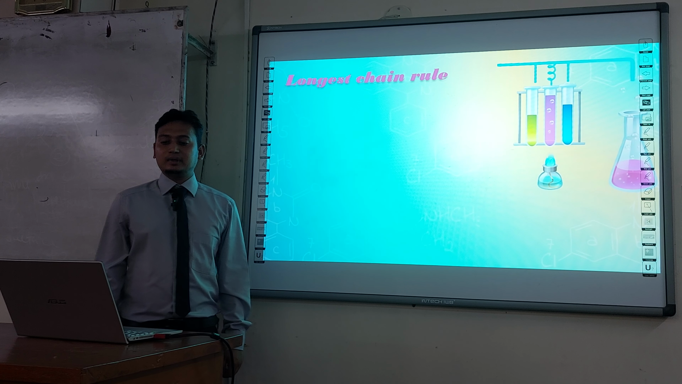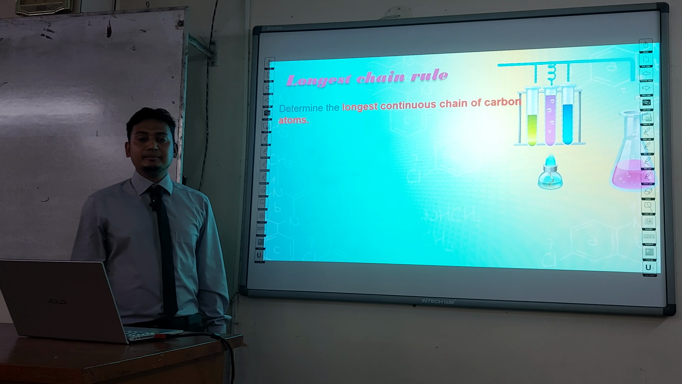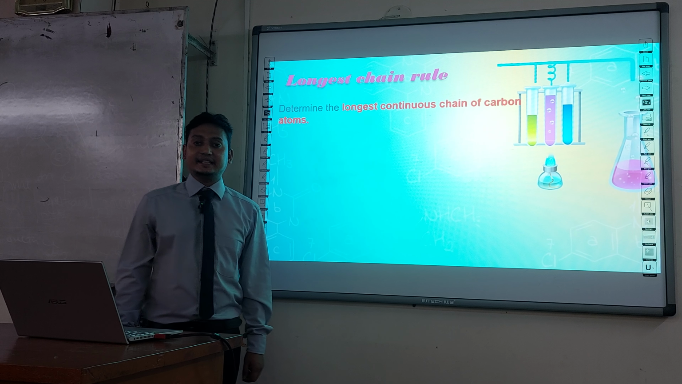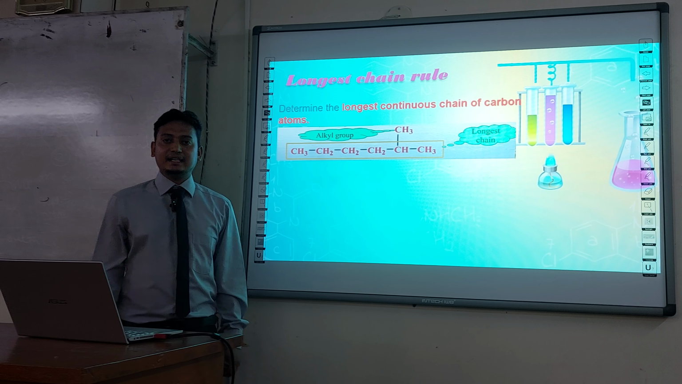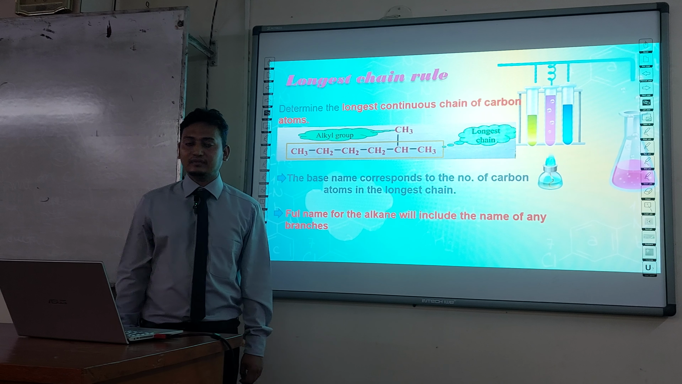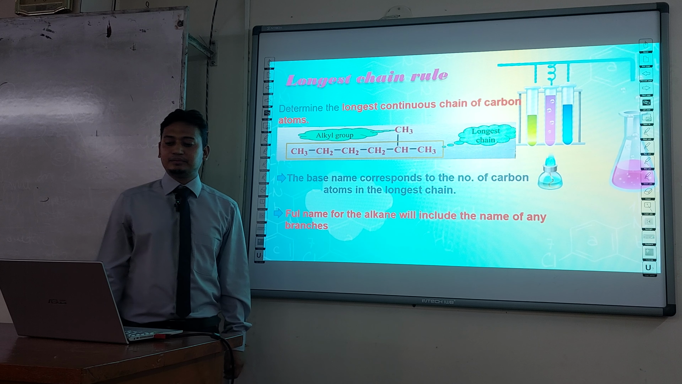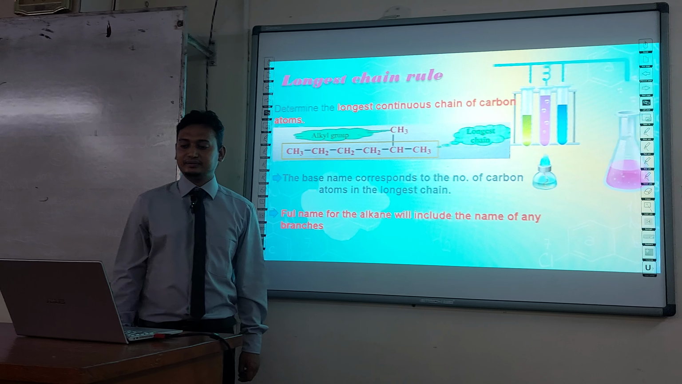Now we can learn about the longest chain rule. Determine the longest continuous chain of carbon atoms, because the base name corresponds to the longest chain of carbon atoms. Here there is an example. Here we can see the alkyl group and the longest chain.